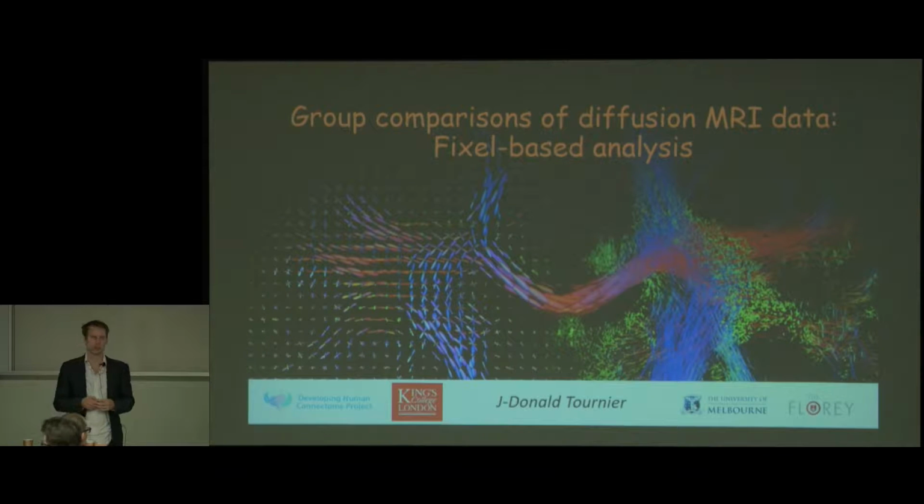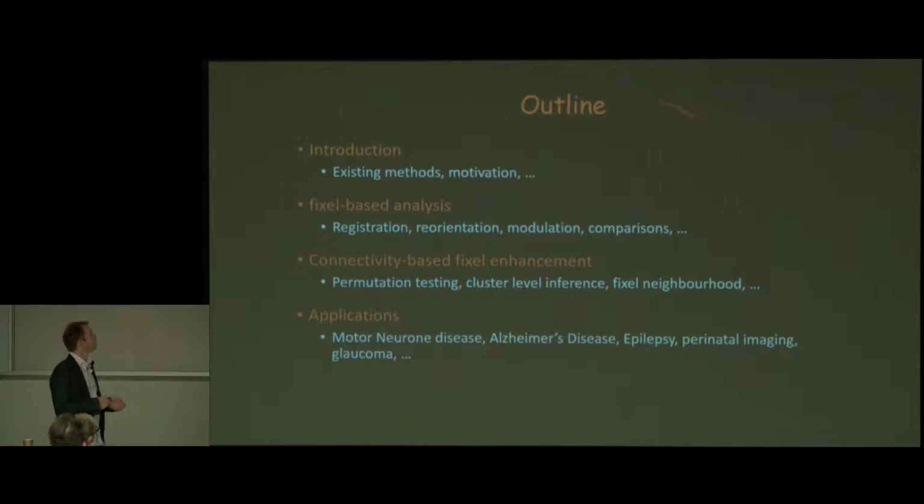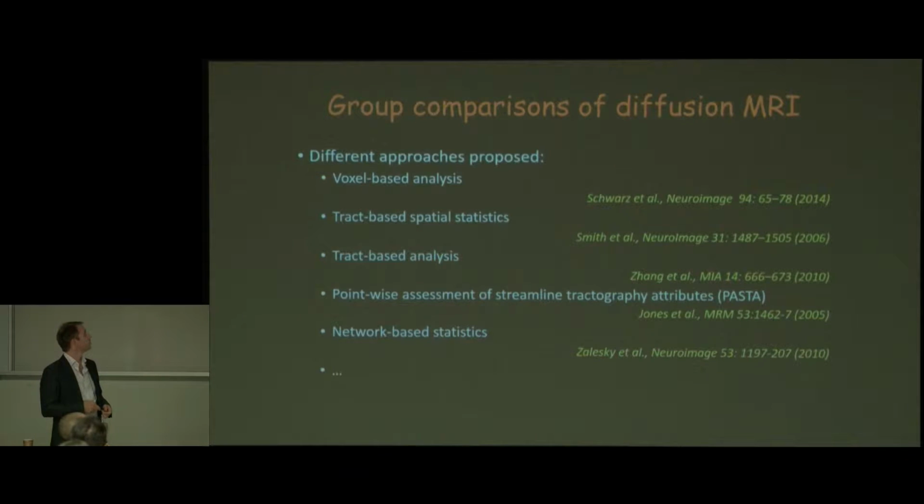I decided to call it fixel-based analysis, and I'll explain what that's about. So, an outline of the talk: introduce things a little bit, talk about fixel-based analysis and what that actually means, and then how we do the statistics for that kind of analysis, and then finish with a few applications. We obviously want to do group comparisons with diffusion MRI data.